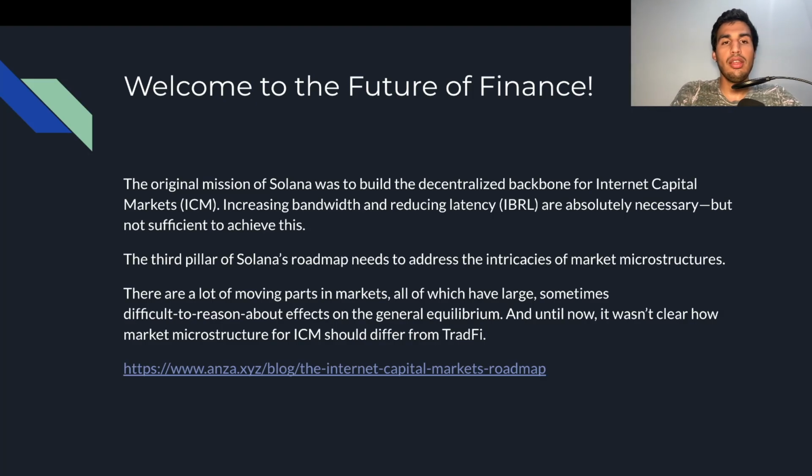But they start off by saying the original mission on Solana was to build the decentralized backbone for internet capital markets. Increased bandwidth and reduced latency are absolutely necessary, but this is not sufficient to achieve this. The third pillar of Solana's roadmap needs to address the intricacies of market microstructures. There are a lot of moving parts in markets, all of which have large, sometimes difficult to reason about effects on the general equilibrium, and until now it was unclear how market microstructures for ICMs should differ from traditional finance.